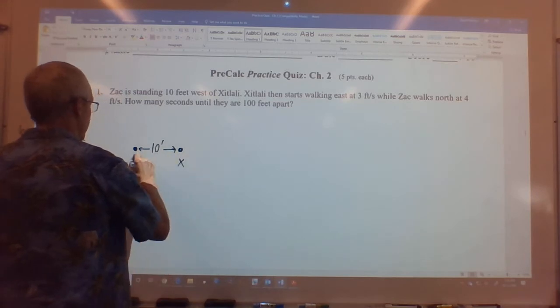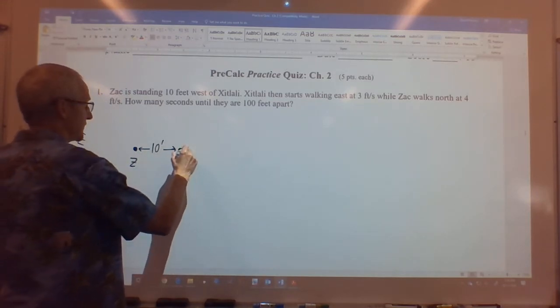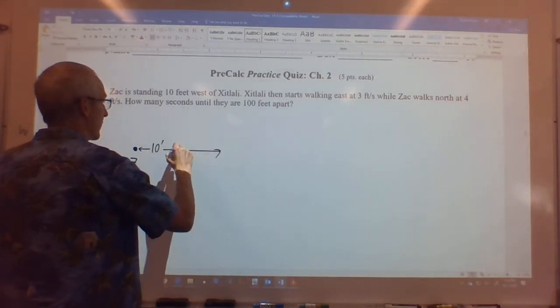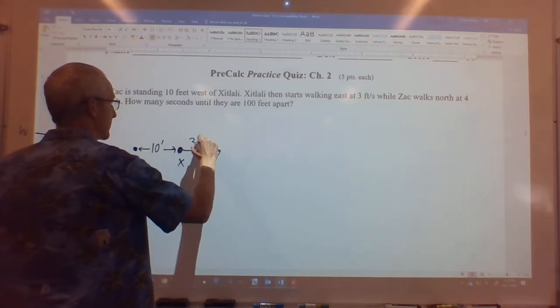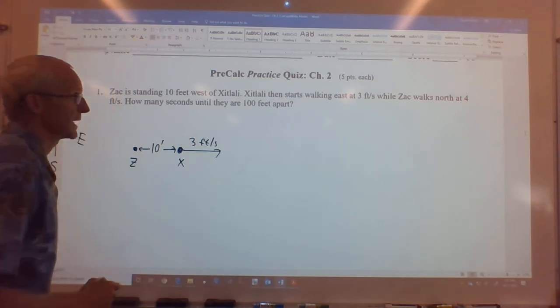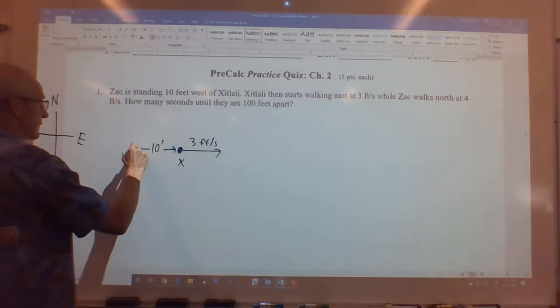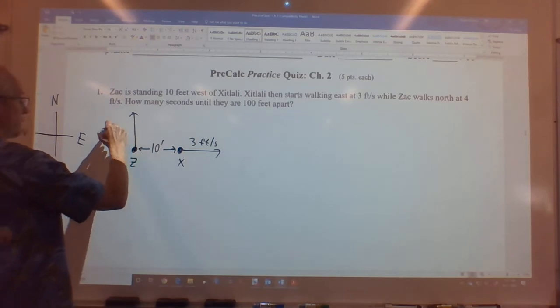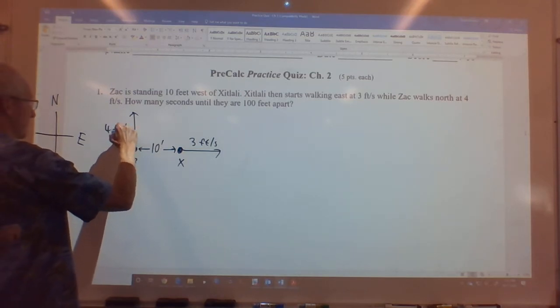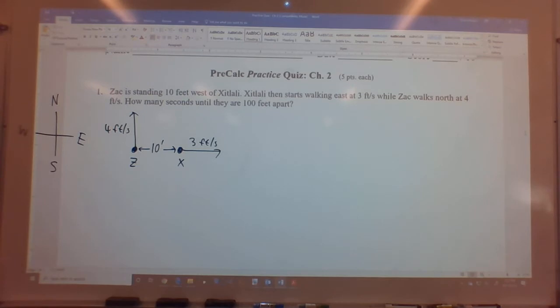Then Zitlali starts walking east. Okay, this is Zitlali, this is Zach. So she starts walking this way. I'll put a big dot here. At 3 feet per second. While Zach walks north, so he walks this way, at 4 feet per second. How many seconds until they're 100 feet apart?